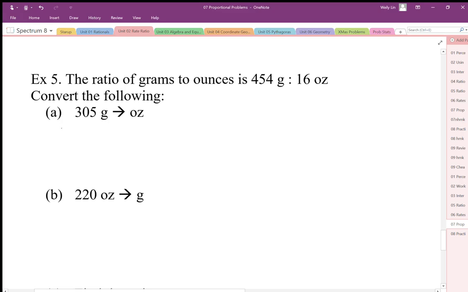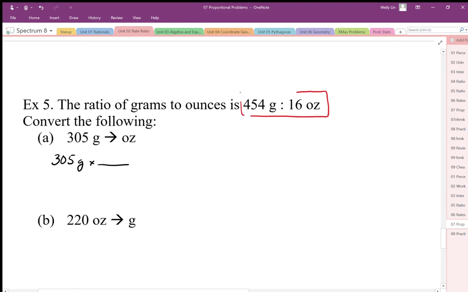So I'm going to start with 305 grams, and I'm going to multiply. And I'm going to use my rate. So if I'm going to use this rate, I just got to make sure I have the right top and bottom of that rate. So I want to get rid of grams, so I need to put the grams on the bottom. That way the units cancel out and I'm left with ounces on top.